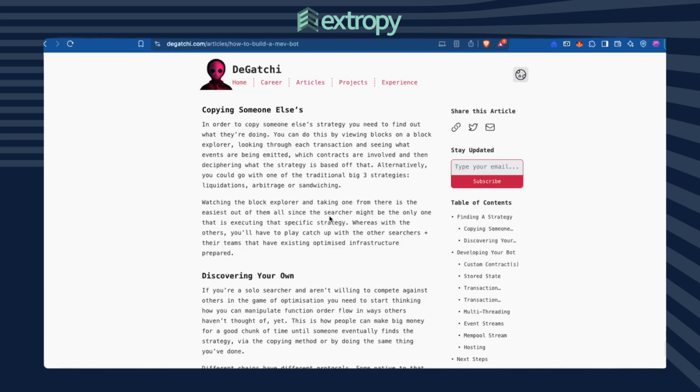Above a certain volume, this sandwich bot seemed to kick in. So the block explorers can give you quite a lot of information. There's a lot they can do, so they're a very useful tool. But one point is, if you are copying someone else, that means you're both doing the same strategy.